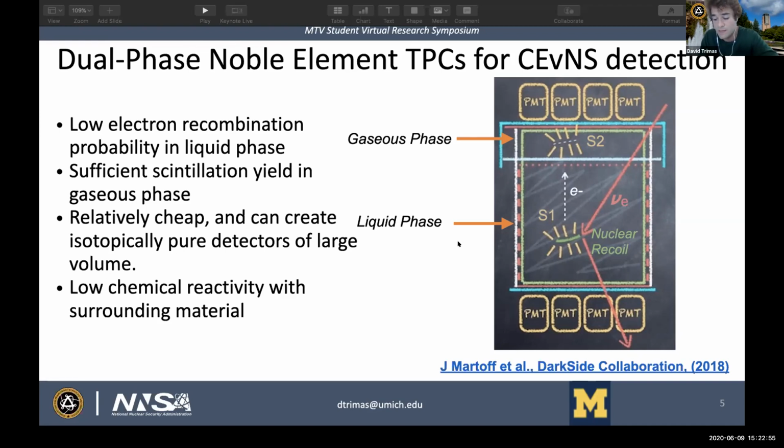We typically use noble elements for these types of detectors because they have a low electron recombination probability, which is important if we're drifting electrons through this liquid phase. They also have a sufficient scintillation yield in the gas region, which is what the S2 scintillation light is, what we really care about here for reactor monitoring. And they have low chemical reactivity, and they're relatively inexpensive to purchase in large amounts, argon or xenon, for example.